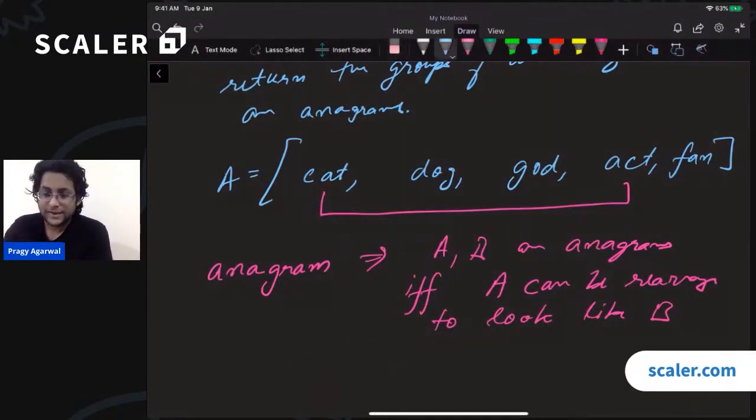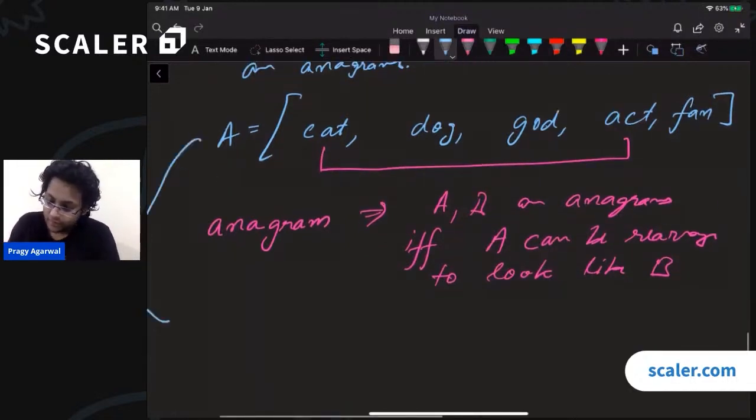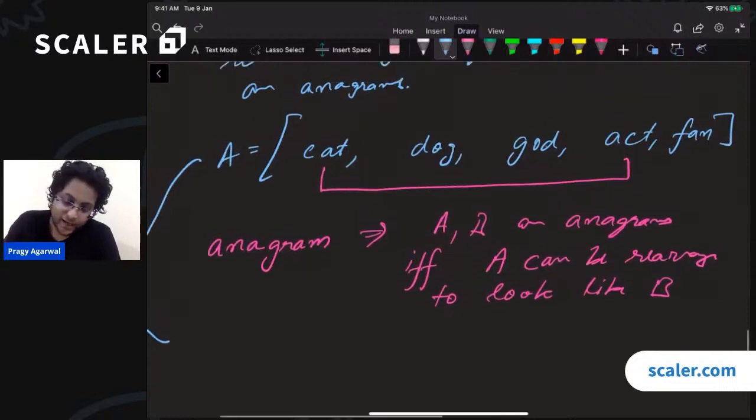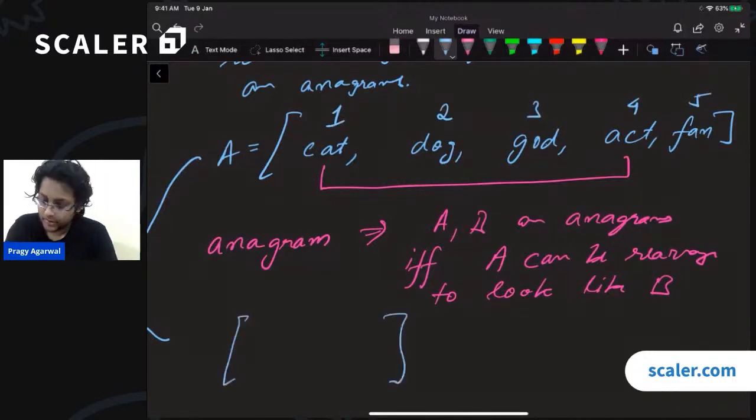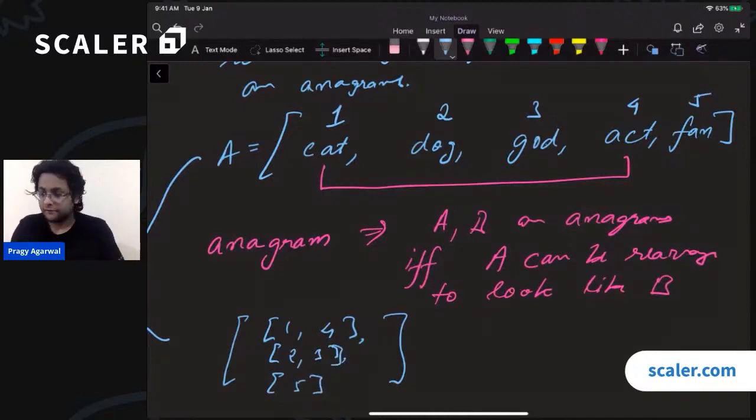Now the question is that we have been given an array and we have to return the groups of all anagrams. So over here, if this was given as the input, then our output will be what? Let us quickly number all these values. Suppose this is 1, this is 2, this is 3, this is 4, and this is 5. Our output should be a list of lists. The first group is 1, 4, because they are anagrams. The second group can be 2, 3 because they are anagrams as well. And in the last group, I have 5 separately because fan is not an anagram with any of the rest of the strings.